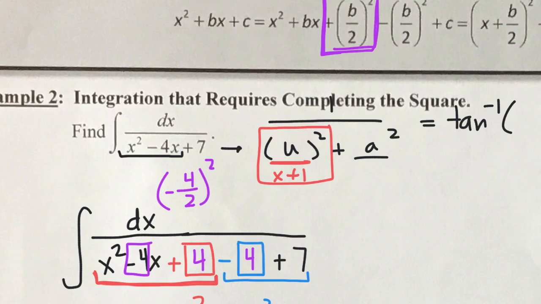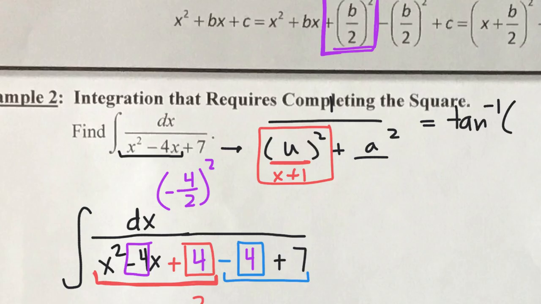So what does that factor to now? x minus 2. That factors to x minus 2, because what numbers multiply to give you positive 4 and add to give negative 4? Negative 2 and negative 2. Now what is our other term? Negative 4 plus 7 is plus 3, right? Plus 3.